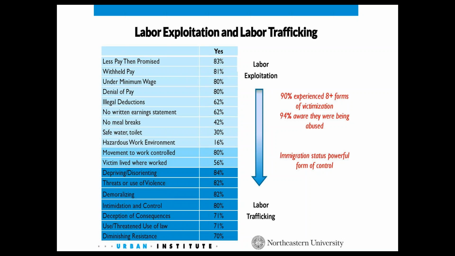As we can see, 90% of those who were interviewed experienced 8 or more forms of victimization, all across the spectrum from light blue to dark blue. And 94% of the workers were aware that they were being abused, with immigration status as a powerful form of control that made it difficult for them to leave their situation.